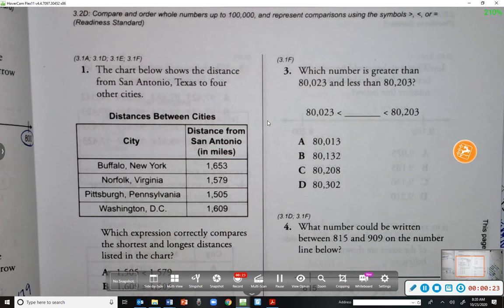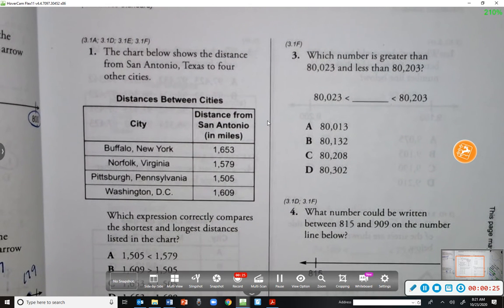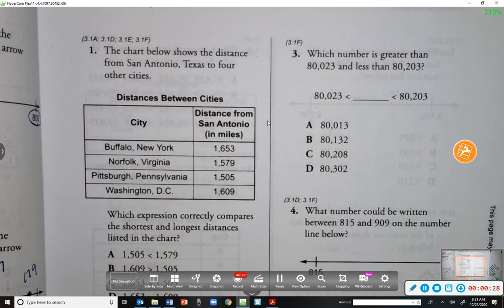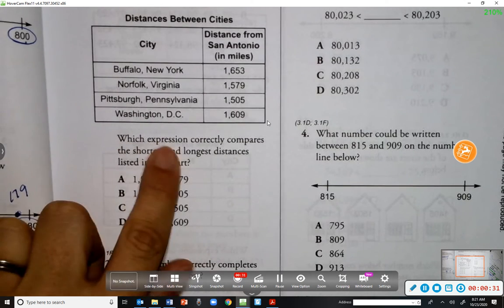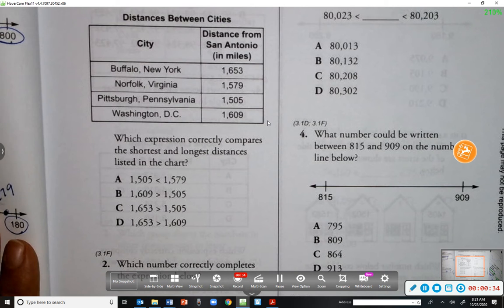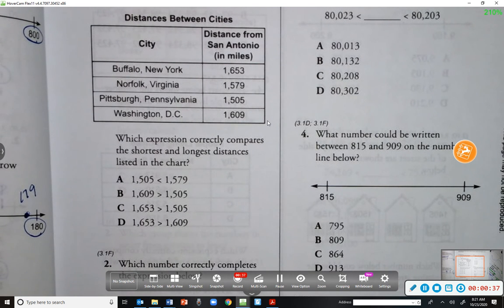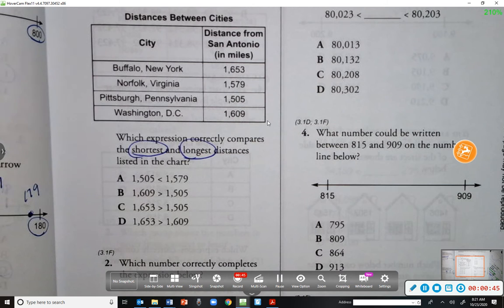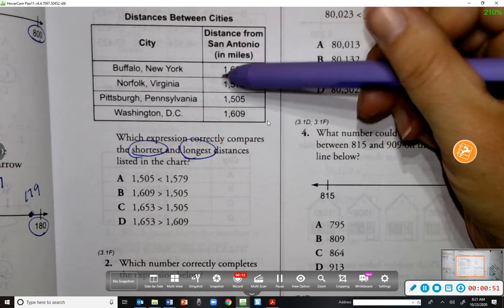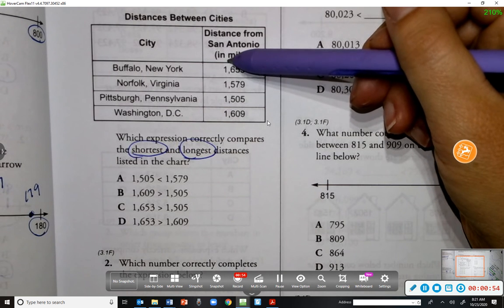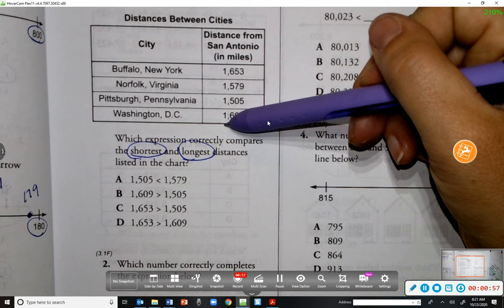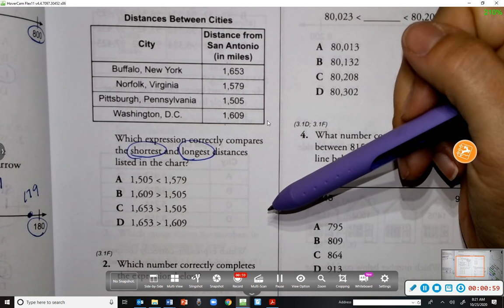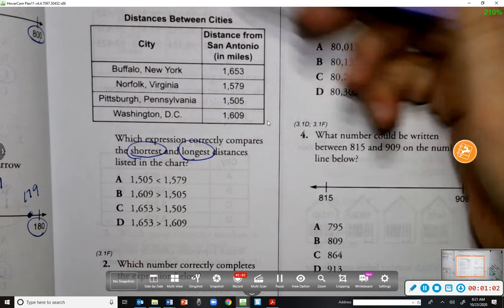Okay? Number 1. The chart below shows the distance from San Antonio, Texas to 4 other cities. Which expression correctly compares the shortest and longest distances listed in the chart? Okay? So we want to just compare the shortest and the longest, right? So we need to look at our chart and find the shortest. Okay? So to do that, first we start in our thousands place. They're all the same, so what does that mean? We go to the hundreds.